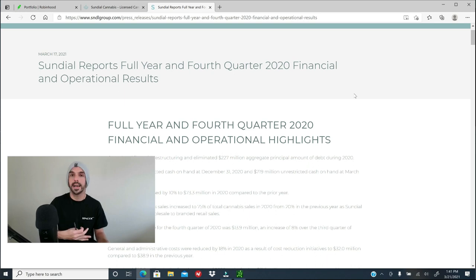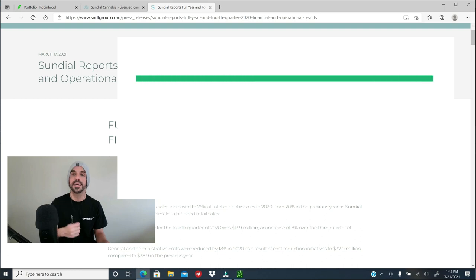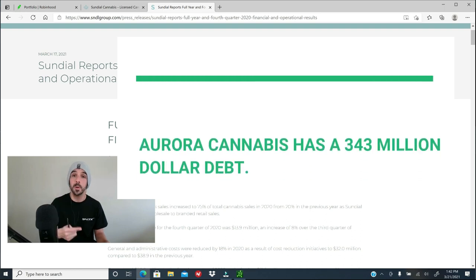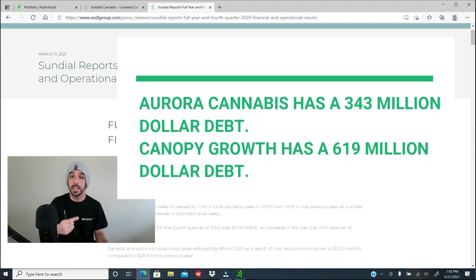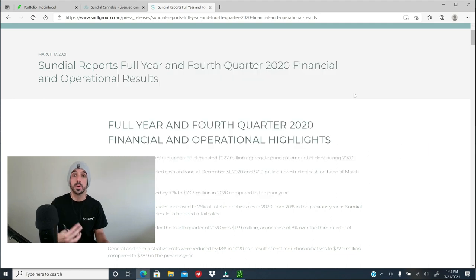But in the case, guys, of MJ companies, it is very normal to see debts that are way larger than their cash position. Case in point, the long-term debt of Aurora Cannabis is $343 million. The long-term debt of Canopy Growth is $619 million. So if any of you knows of any other MJ company that is debt-free, please let me know and drop a comment down below. But I think this is the first MJ company ever that gets to a position in which they eliminated all of their long-term debt. Very, but very interesting move here for Sundial Growers, okay?